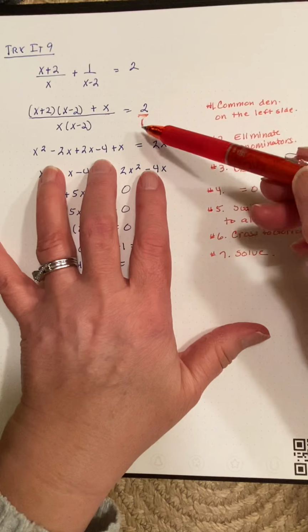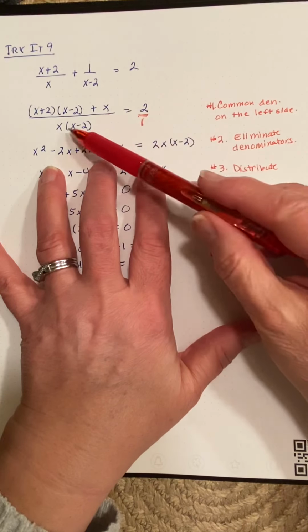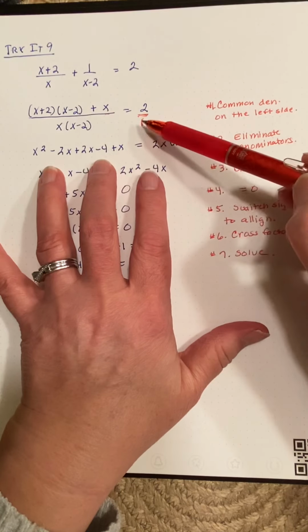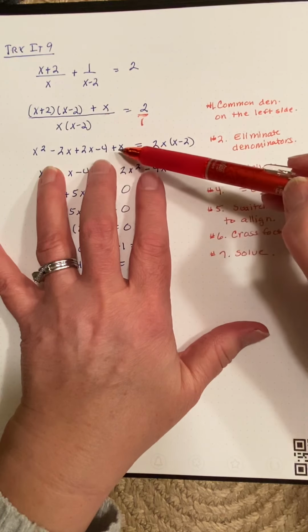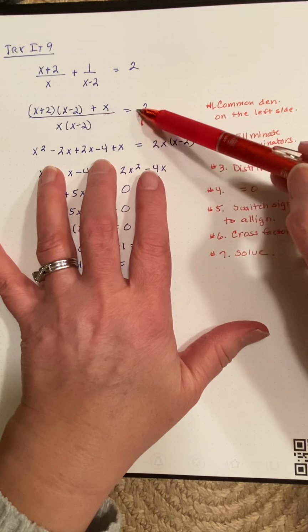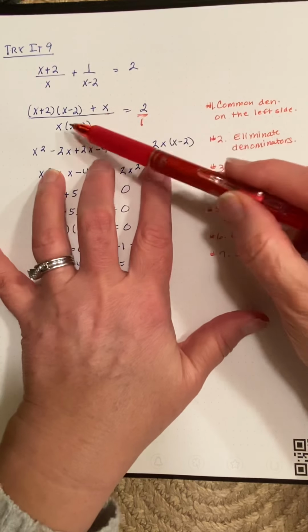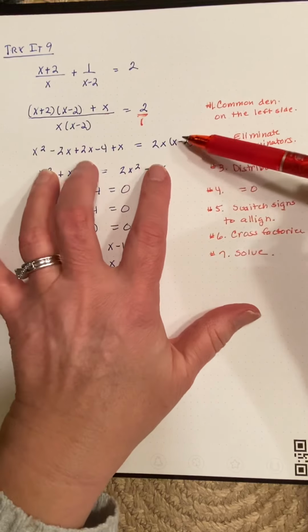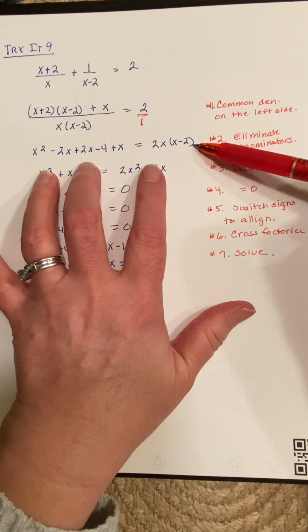At the same time, I'm doing my cross multiplications to get rid of those denominators. Well, this whole big long thing times 1 just stays this big whole long thing. And on the other side, 2 times all of this becomes 2x times x minus 2.